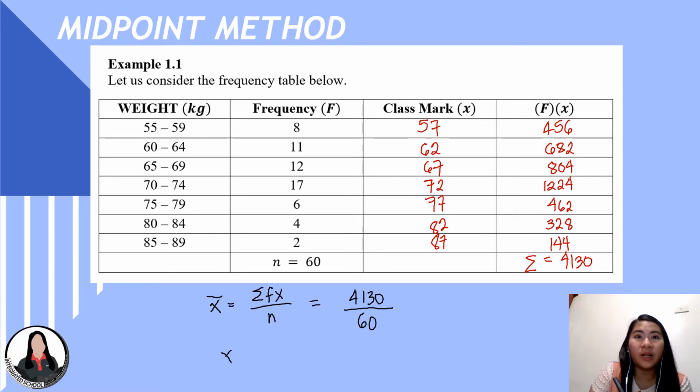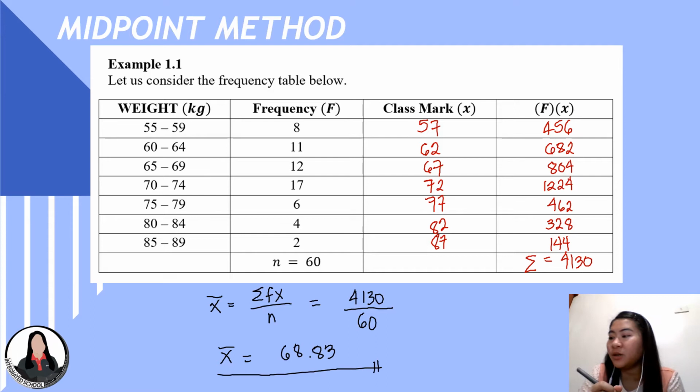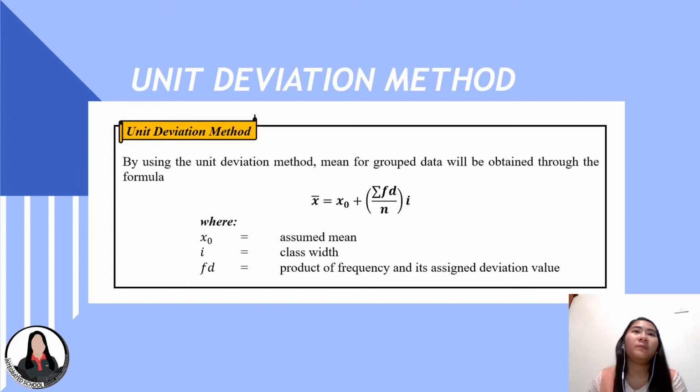Okay, and then let's use our calculator. Okay, so approximately, this is equal to 68.83. Okay, so I hope na nakuha nyo rin ang same answer. So, as simple as that, pwede natin kuhanin ang midpoint method. So, you can answer the example given sa ating module, pero i-check natin siya during our synchronous meeting. Next, we have the unit deviation method. So, again, nandito pa rin tayo sa mean.